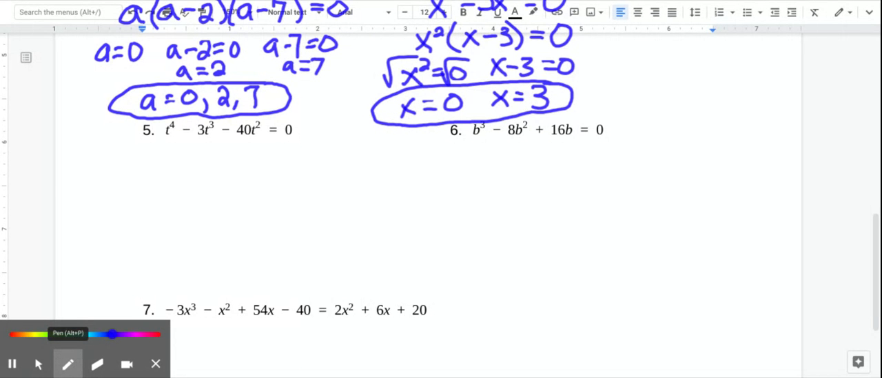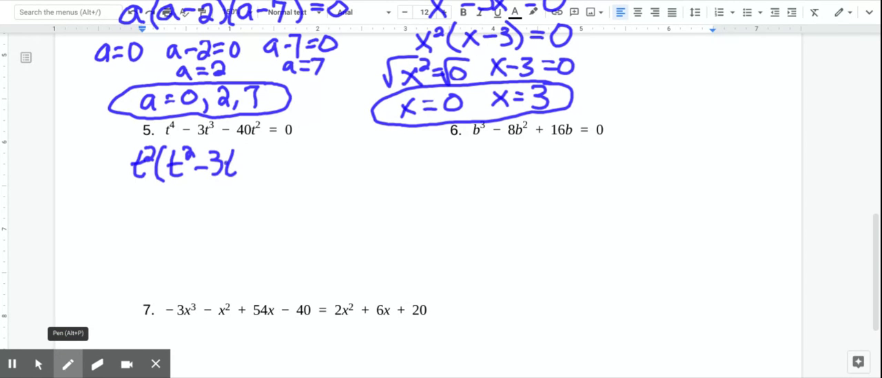For number 5, we're going to start out just like we did before. We're going to factor out our GCF, which I believe is t squared. That leaves us with t squared minus 3t minus 40. And then we're going to keep factoring that. These are both going to start with t. The signs are different this time. Now I'm looking for factors of 40 that give me negative 3. I think negative 8 and positive 5 will do it.